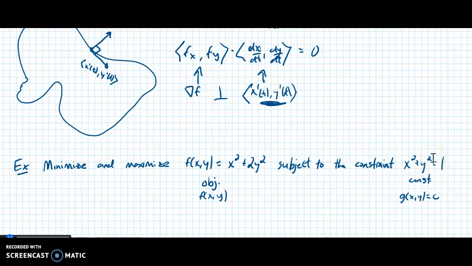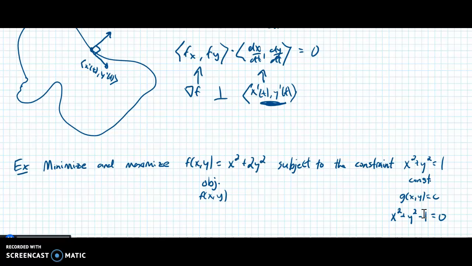And I could actually write this one as x squared plus y squared minus 1 equals 0 and treat this guy right here as the constraint. And I would get the exact same results as if I were to treat this as the constraint. So it doesn't really matter where this guy stays because when I do the derivatives, it just goes away.